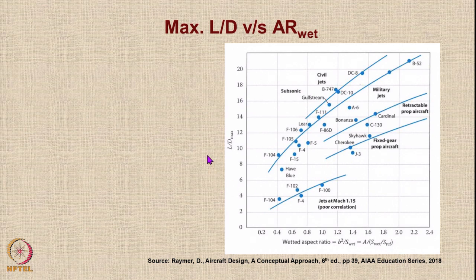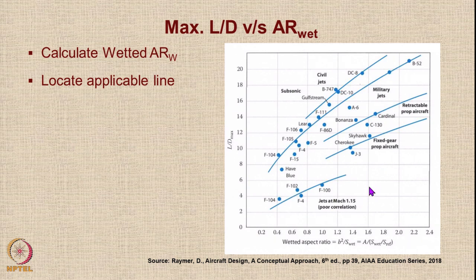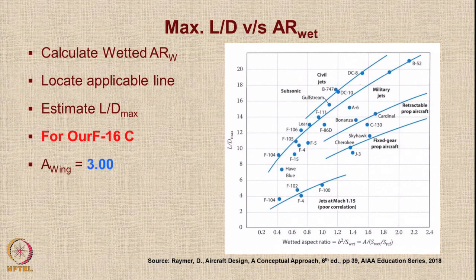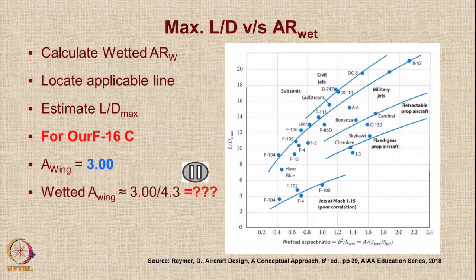Now, this graph from Raymer's textbook shows the value of L by D max that can be expected for various wetted aspect ratio values for various aircraft. Our aircraft is a military jet. So, we calculate the wetted aspect ratio, then we locate the applicable line for our case, and proceed from the x axis to the line, and then to the y axis. For our F-16 aircraft, the aspect ratio of the wing is known to be 3, and therefore, the wetted aspect ratio of the wing will be 3 upon 4.3. At this point, I would request you to pause the video and calculate this number. The ratio comes out to be 0.7.